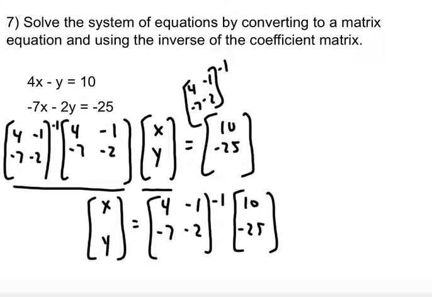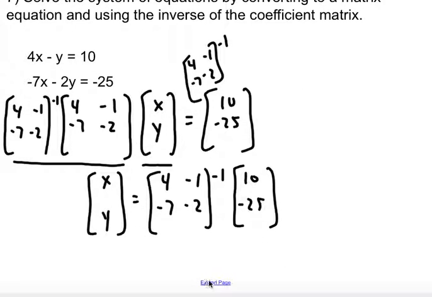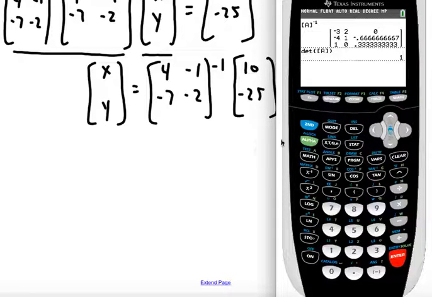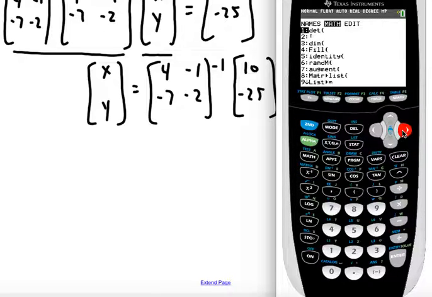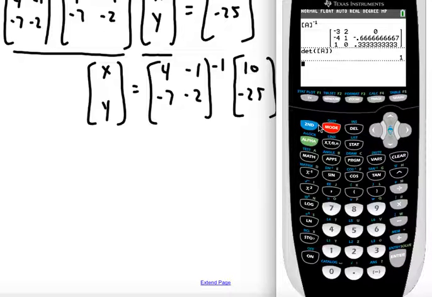So let's put that into our calculator there. If I enter those matrices in there, I can go second matrix there. I'm going to edit matrix A there, and it's a 2 by 2. So 4, then -1, then -7, and -2. So there I've got the first matrix.